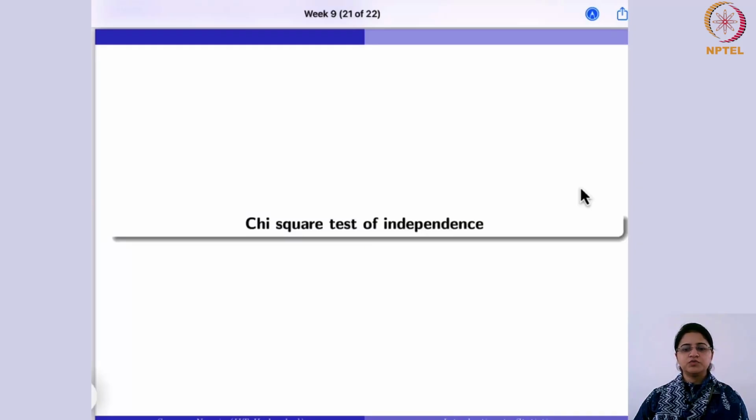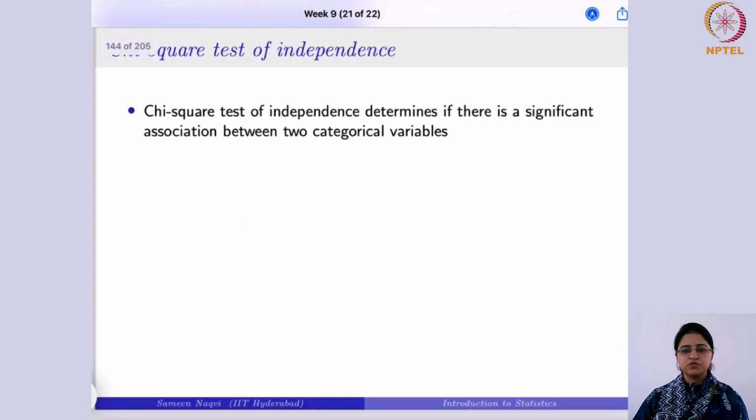So now we are going to learn about the chi-square test of independence. The chi-square test is mainly used to determine if there is a significant association between two categorical variables. We have studied the definition of categorical variables in the very first class. If you have two such variables, then the chi-square test of independence helps you determine whether the two variables are associated or not, whether they are independent or dependent.